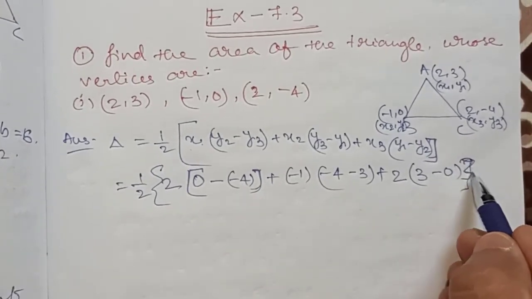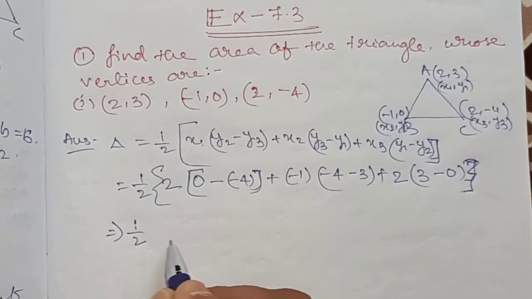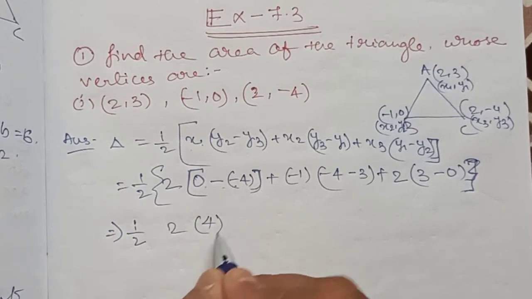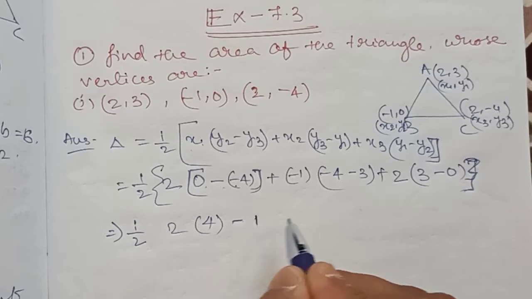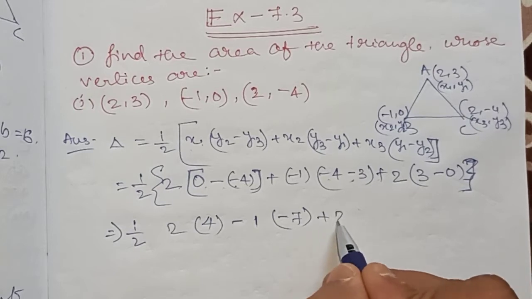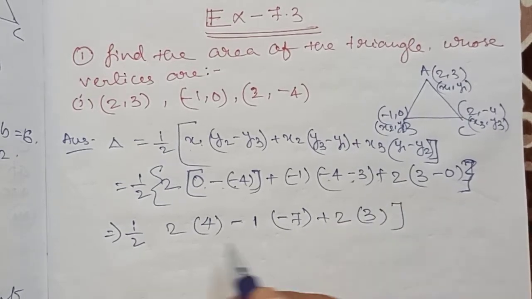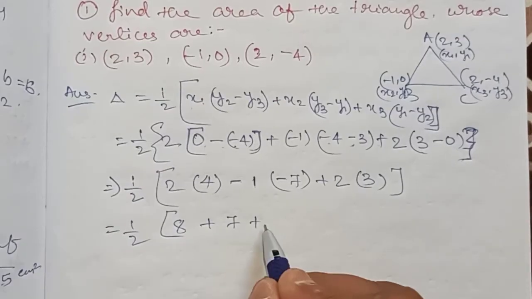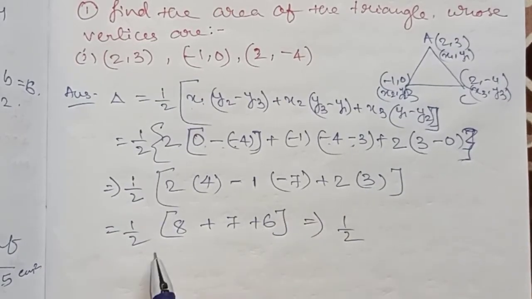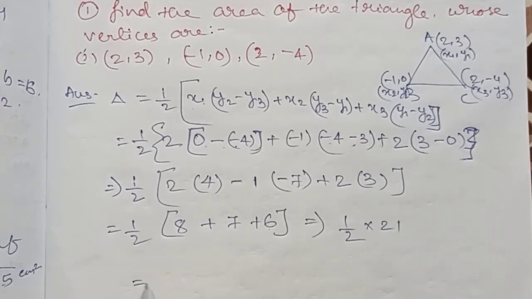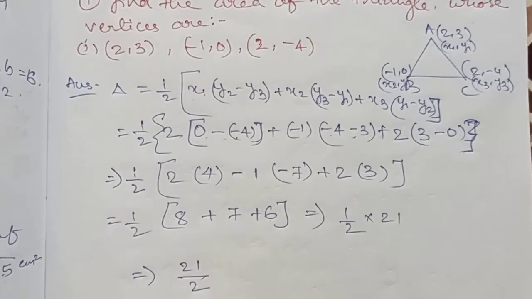Now we will open the bracket and multiply. Half [2 (0 minus minus 4, plus, so 4) plus minus 1 (minus 4 minus 3, that is minus 7) plus 2 (3 minus 0 is 3)]. Now we will multiply everything. 2 fours are 8, minus minus plus, 1 sevens are 7, plus 2 threes are 6. 1 by 2 of 8 plus 7 is 15, 15 plus 6 is 21. So the answer for this question is 21 by 2.